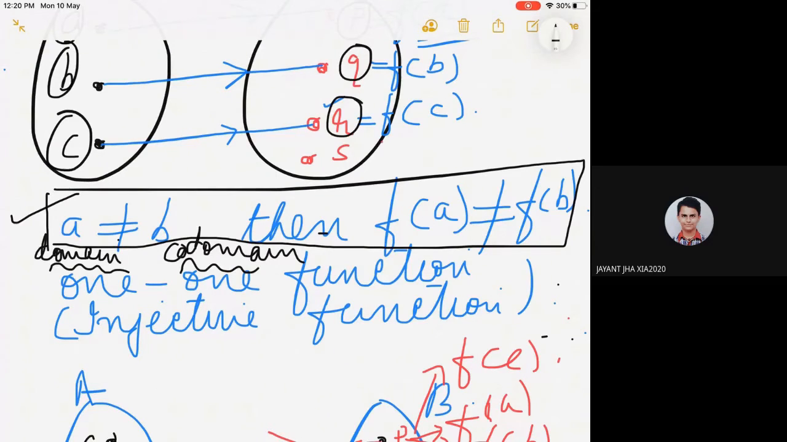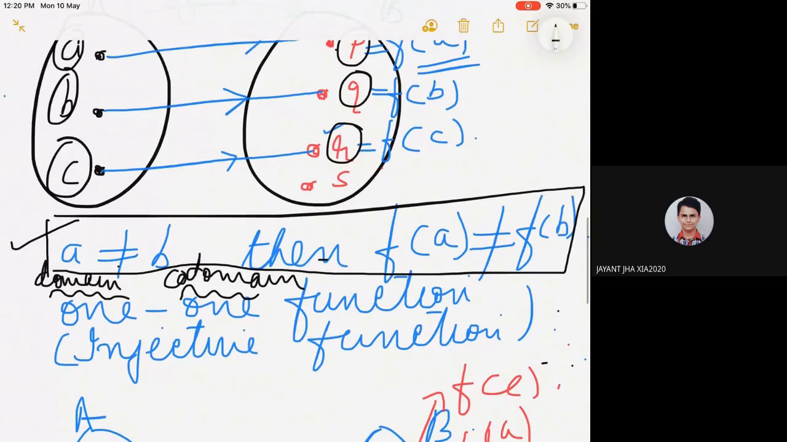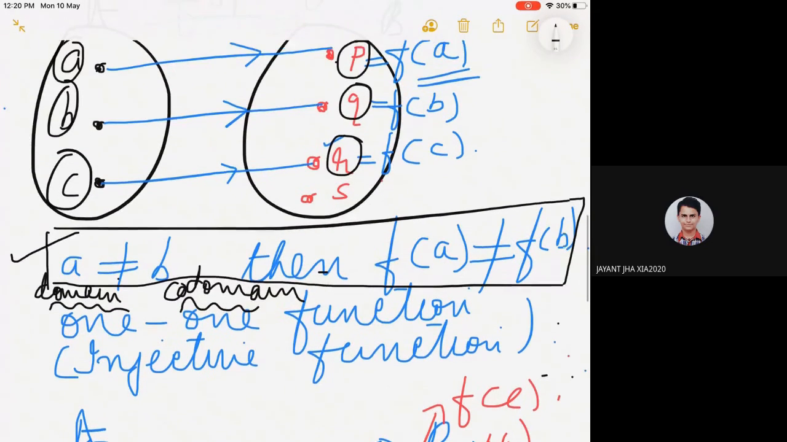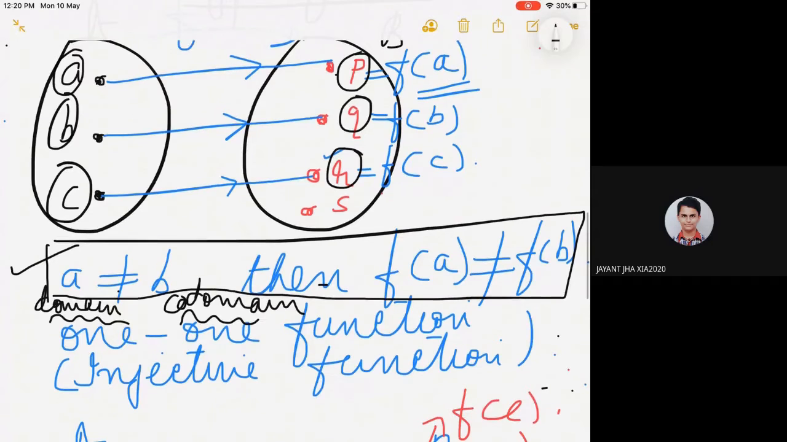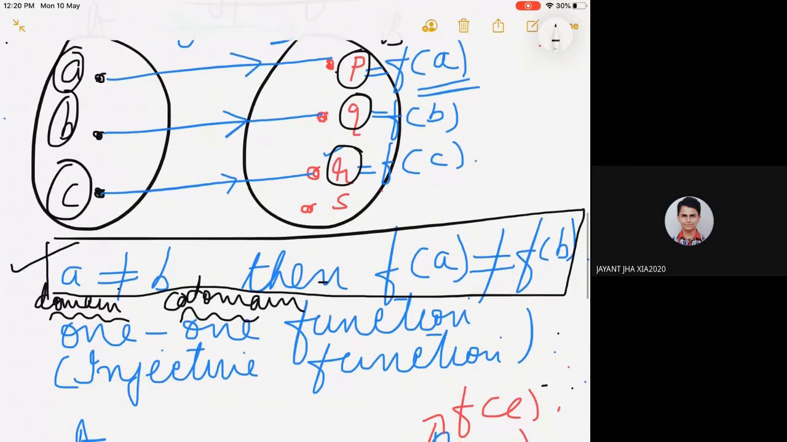Ma'am, why have you written domain and codomain here? Below A and B, you have written domain and codomain, no, ma'am. Because this one is one-to-one, just to make you understand what one-to-one means: one element from the domain, if you take, it will have only one image. The image is in the codomain, no?